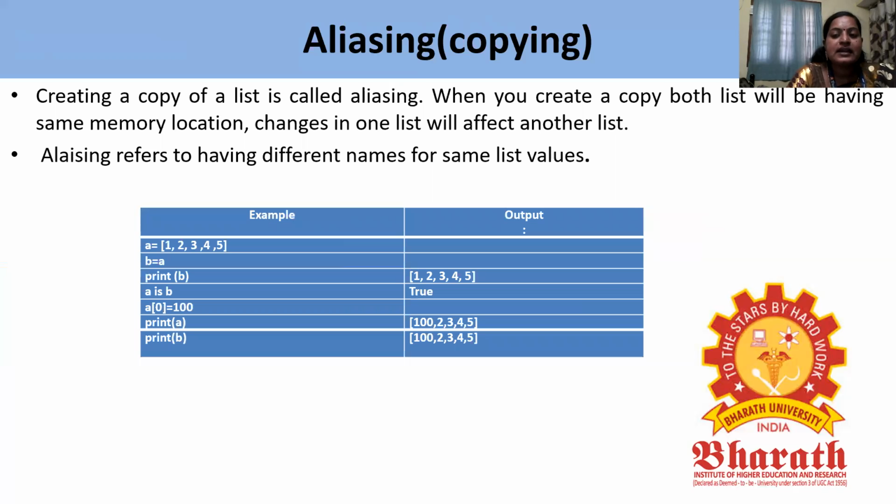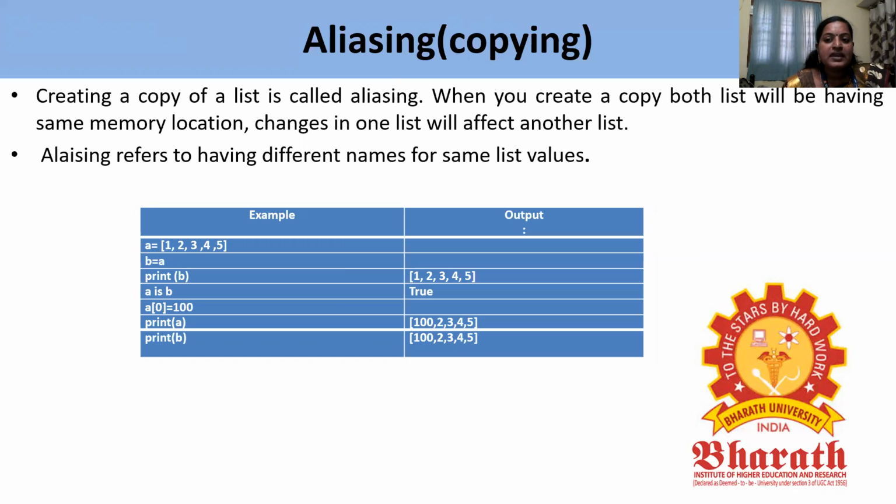Next one, aliasing. Aliasing in the sense you are going to copy. So creating a copy of the list is called aliasing. When you create a copy, both the lists will have the same memory location. Changes in one list will affect the other list. Aliasing refers to having different names for the same list values. So the example is A equal to 1, 2, 3, 4, 5. B equal to A means the A value will be wholly copied to B. That is, the memory location is also copied to B. Print B means it will print the value.